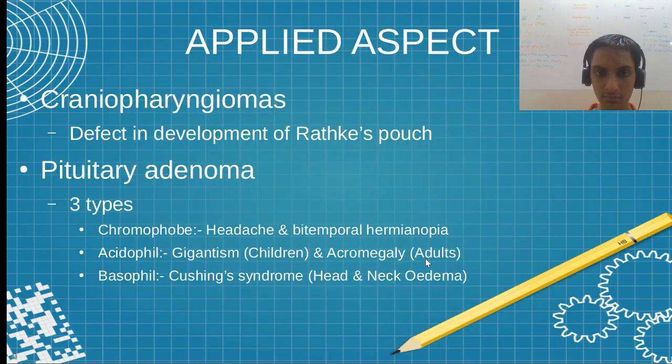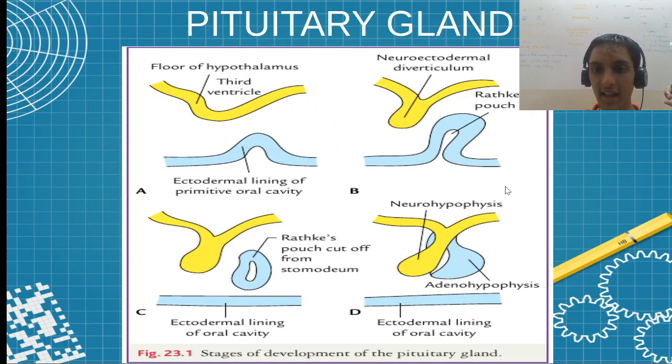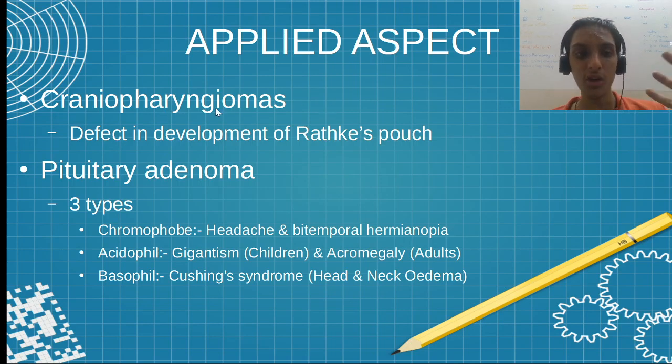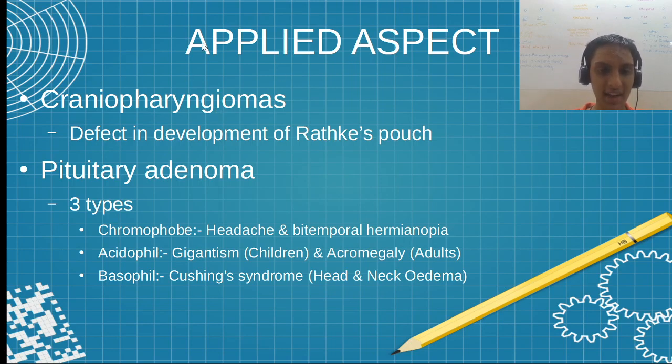Applied aspect: any defect in Rathke's pouch, as I told you, leads to craniopharyngioma. Let's break the term. Cranio is skull, pharyngeo is the pharyngeal wall, oma is a tumor. So there can be a tumor developing in the skull and the pharynx. That is craniopharyngioma. Now pituitary adenoma is important.